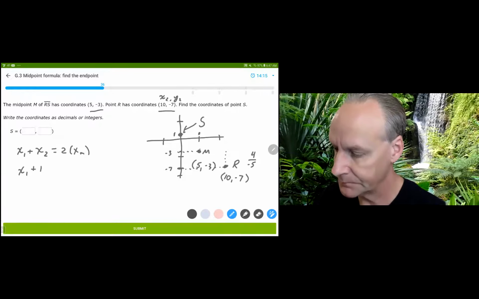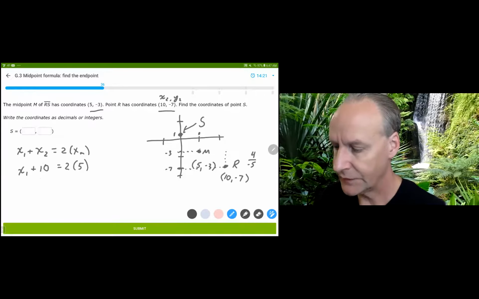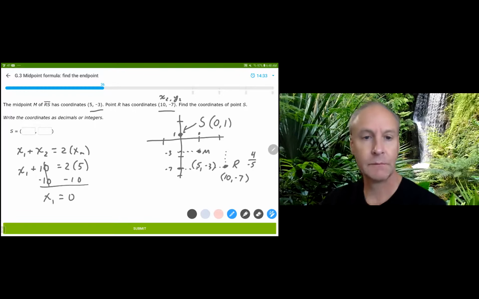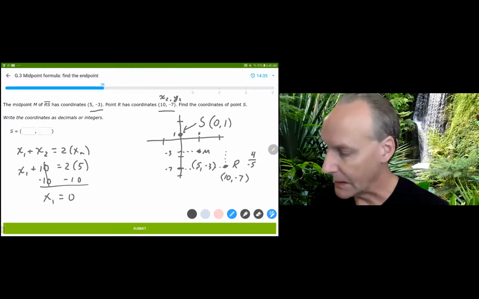X2 is 10. My midpoint x is 5. And I'm going to subtract 10 from both sides to find the x1. And x1 is by itself, and it's equal to 0. And notice that this is at 0, 1 for S. I'm going to go ahead and do the y part.